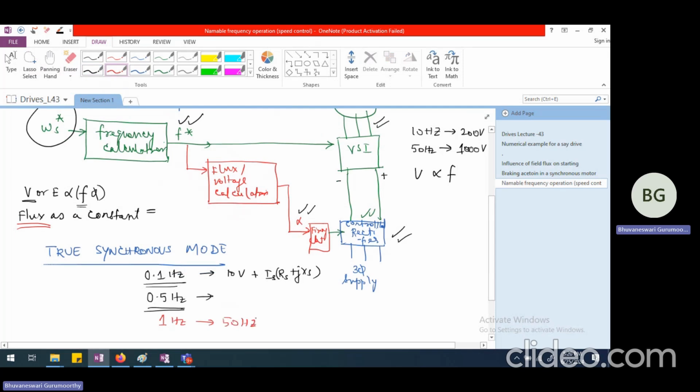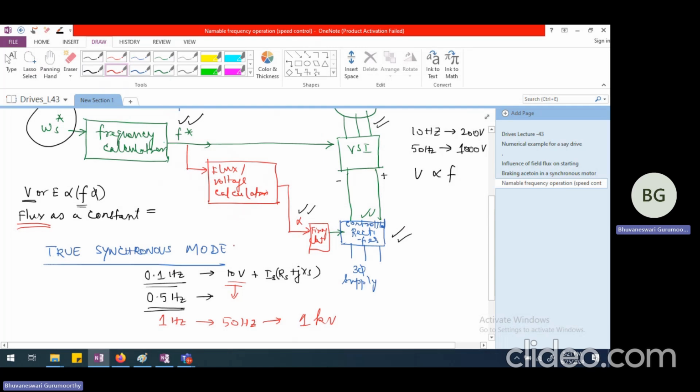The voltage will also start from a minimal value of 5 volts or something. It will go slowly to 10 volts, 15 volts, 100 volts, and so on until 1 kilovolt. So the starting will be done by slowly varying the frequency and correspondingly the voltage, going from 0.1 to 1 hertz to 2 hertz to 10 hertz to 15 hertz to 50 hertz finally, and the voltage will also be increasing slowly. This is what happens in true synchronous mode.